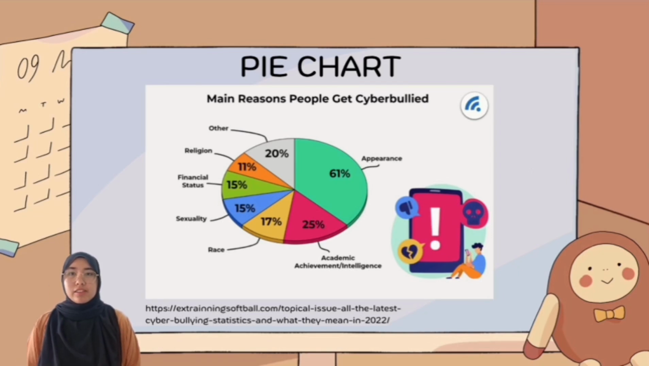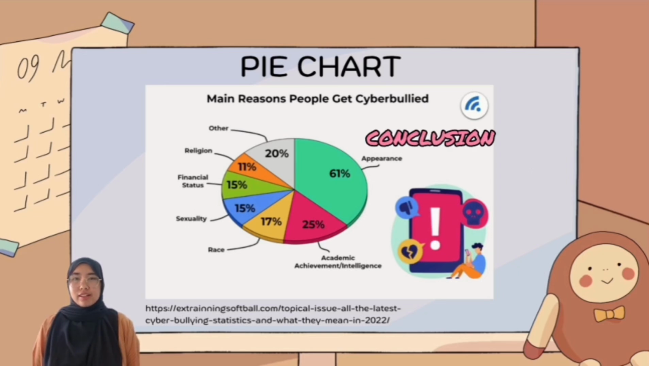Different colors represent different reasons, and the percentage of each reason is shown. The data shows that appearance is the most popular reason, while religion is the least popular. In this pie chart, it can be seen that slightly over a tenth of people, with a percentage of 11%, are cyberbullied because of religion, whereas exactly a quarter, 25%, are bullied due to academic achievement or intelligence. Thirdly, below a fifth of them, with a percentage of 17%, are targeted because of their race.